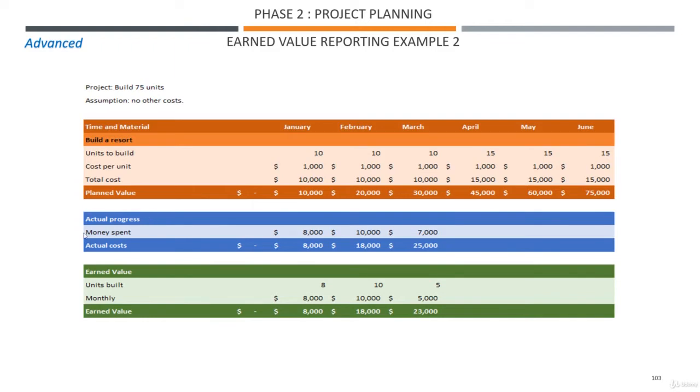Here we track the actuals, the money spent at the end of each month. At the end of January, we have spent 8,000, then 10,000, then 7,000. So at the end of March, we have spent 25,000. Here we calculate our earned value. We go and check how many units have actually been built. At the end of January, we see that 8 units have been built already. Alarm bells, because we're supposed to have 10. End of February, another 10. End of March, only 5.